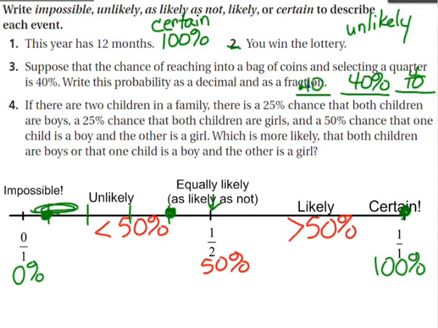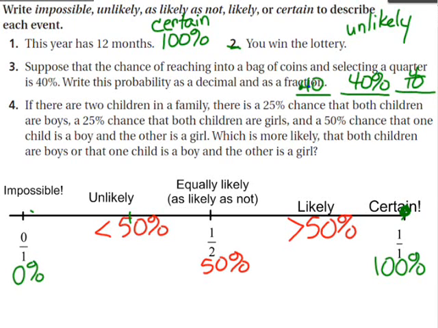Number 4. If there are 2 children in a family, there is a 25% chance that both children are boys, a 25% chance that both children are girls, and a 50% chance that one child is a boy and the other is a girl. Which is more likely, that both children are boys or that one child is a boy and the other is a girl? Let's figure this out by putting those numbers on the number line.